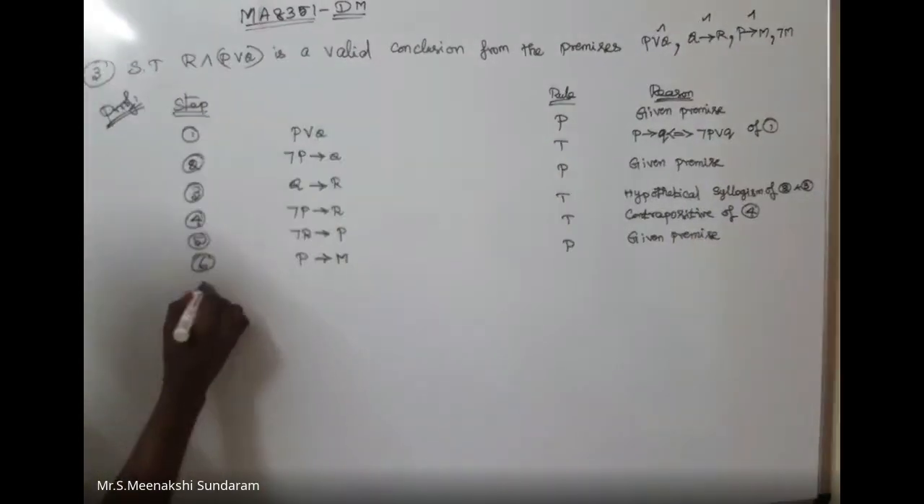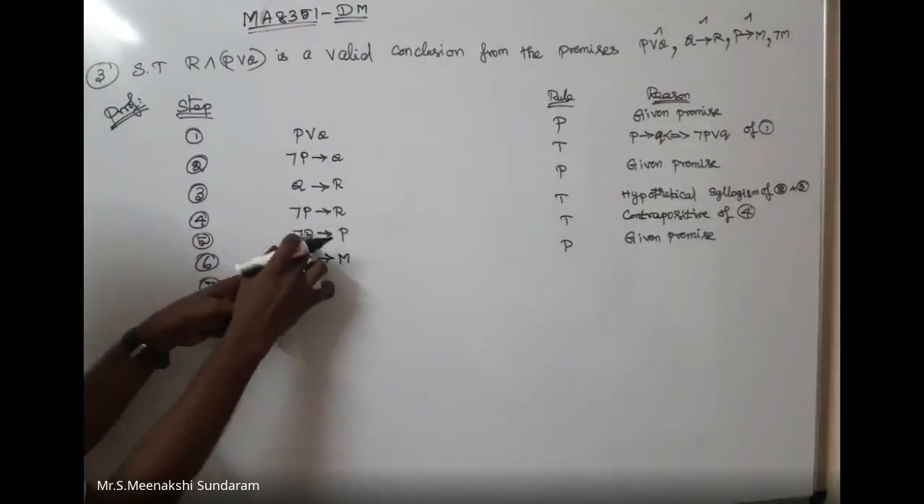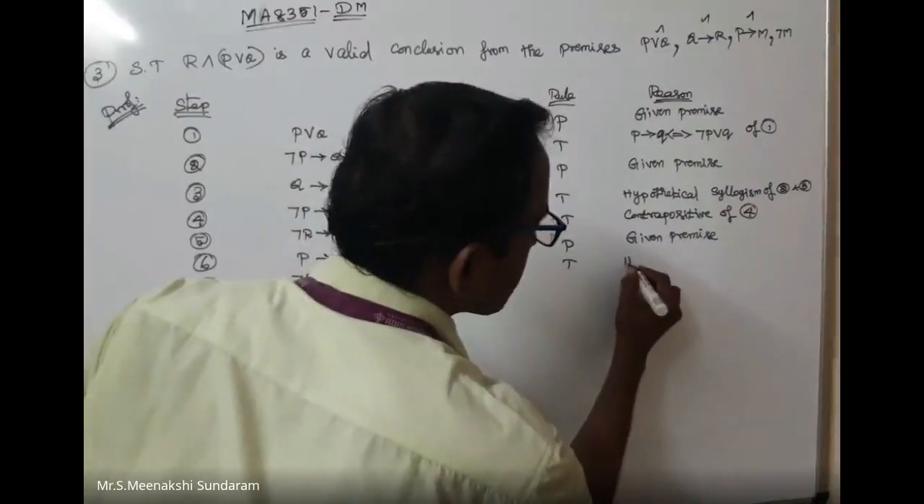Okay. Can you use any other formula? That's why you can use the steps this way. These two things are the same: negation R tends to P, and P tends to M. So negation R tends to M. That is by hypothetical syllogism.